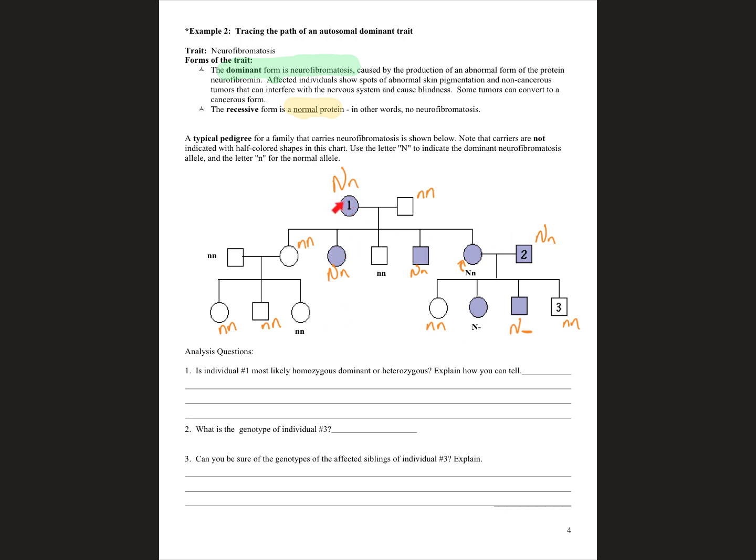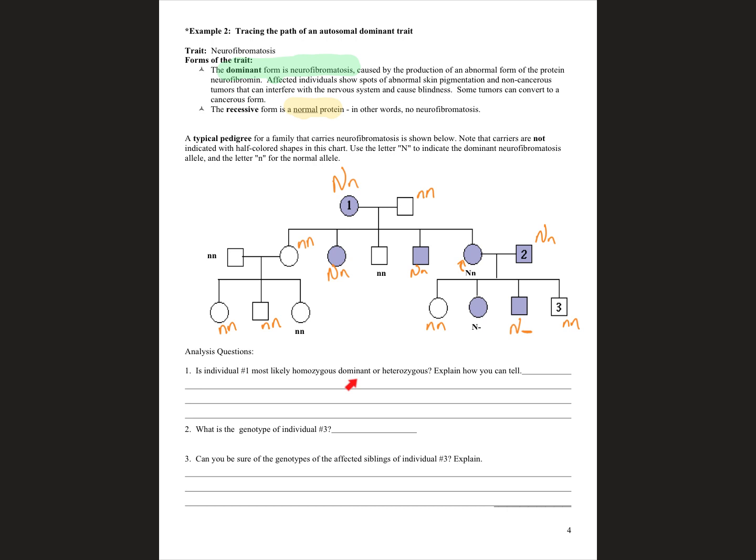You look at what the parents had. You ask yourself, what did the parents give it? What could the parents have given it? What can you rule out? What do you know? You know the recessives. The recessives you can fill in easily. The dominants are a little more difficult.